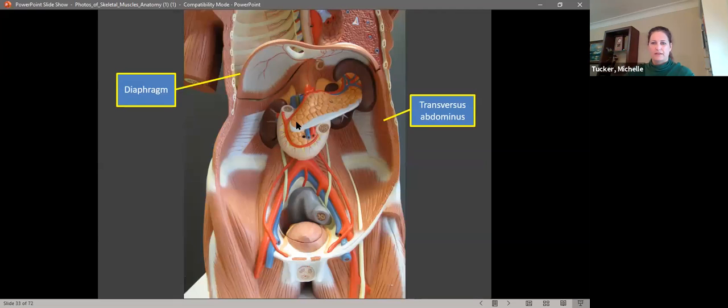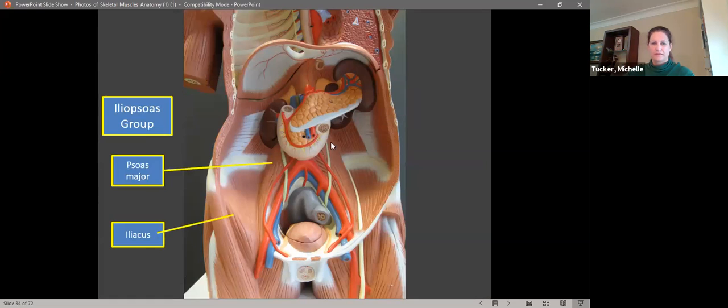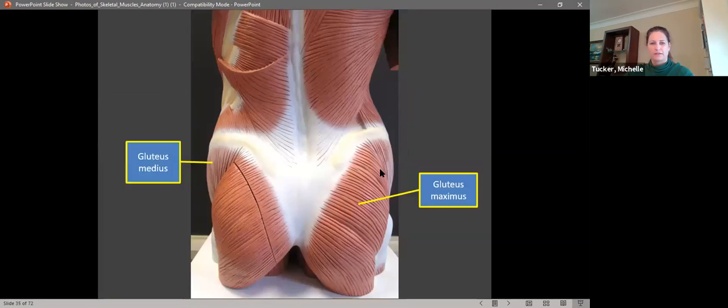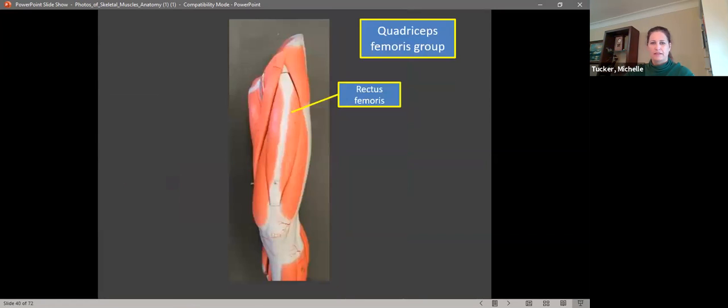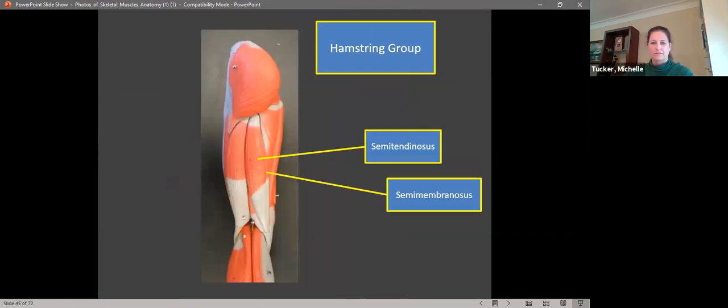Okay. Diaphragm. This is psoas major. This is iliacus. This is the iliac crest here. So iliacus is the surface here. Psoas major is here. Okay. So we're going to go over a lot of these on the lab exam review as well.